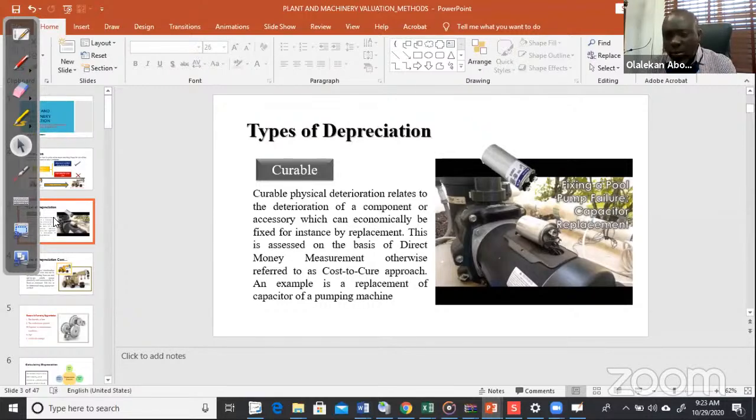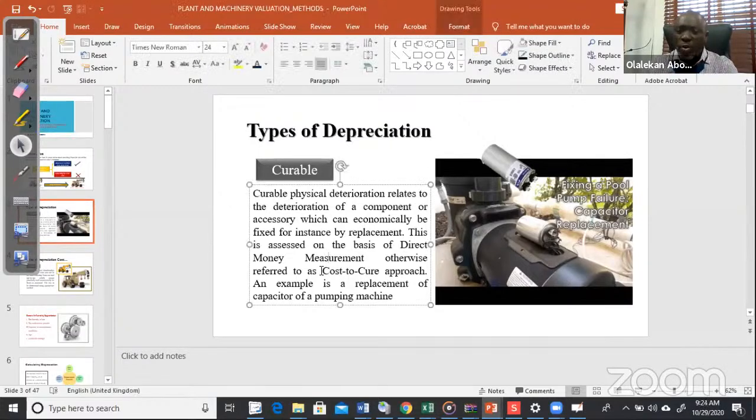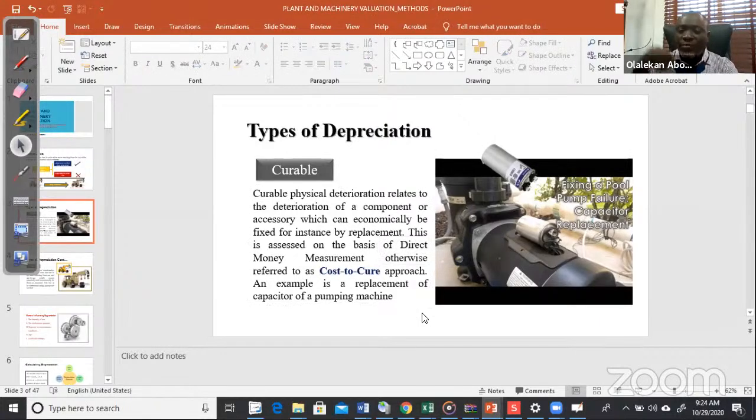It does not mean that we don't measure that too, or we don't place value on curable depreciation. Placing value on curable depreciation is very simple. We do that by an approach that is called the cost to cure approach. That's what you see that I highlight here. This is what we use to measure or to place value on curable depreciation.